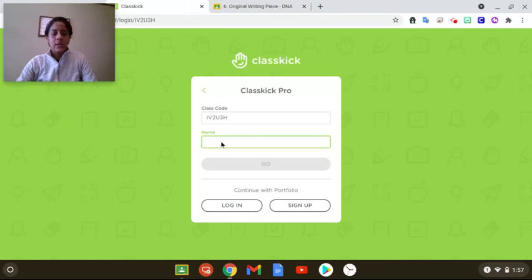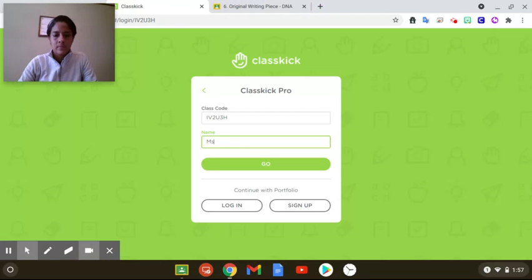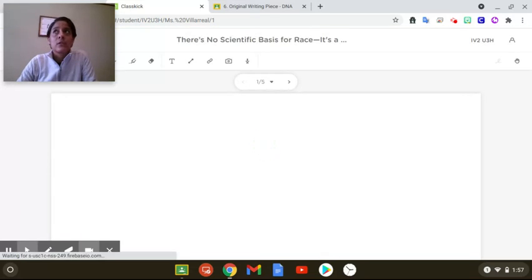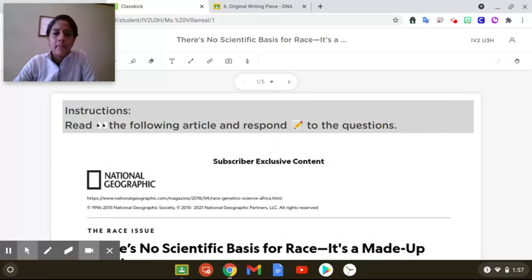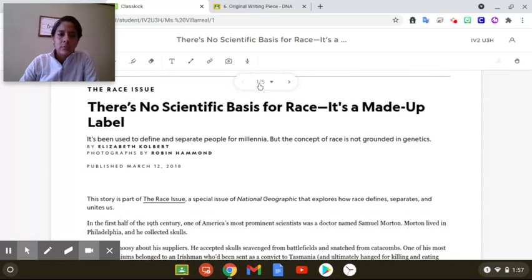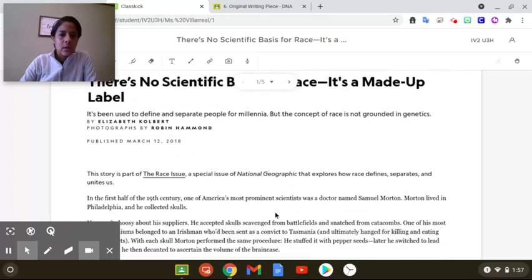You can enter your name, hit continue, and it will bring you to the assignment. I'm going to read through the instructions for the assignment right now. As you can see here, it says read the following article and respond to the questions. Each slide, and there are 5 slides, which you can see up top here, has some information.